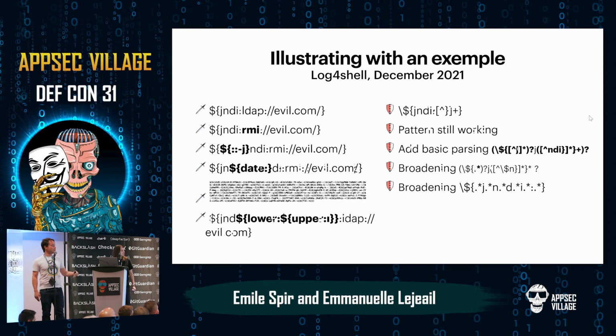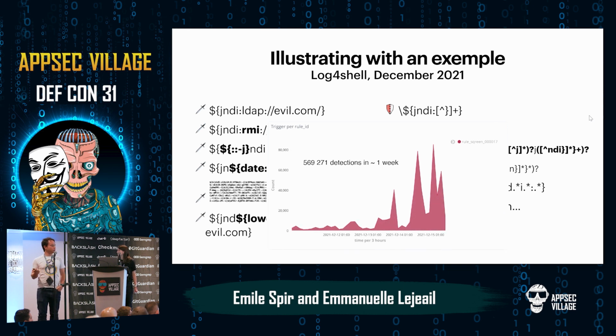And yeah, the last bypasses we found at the end were attempts to use non-ASCII characters. So here, Log4j would do some kind of Unicode normalization. At this point you need to do the same, and that's expensive. And when we put this in production, it triggered roughly 500,000 triggers in a week, and that was before the acquisition by Datadog, so at a much smaller scale.